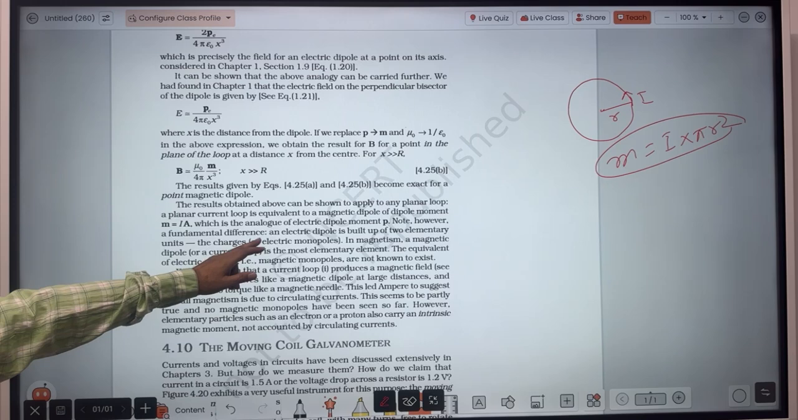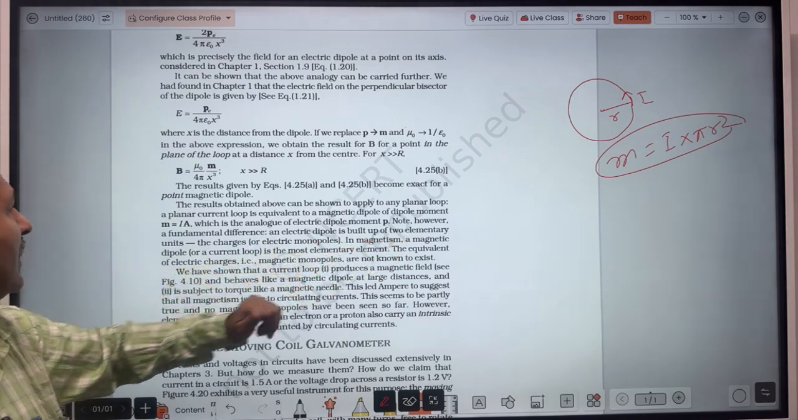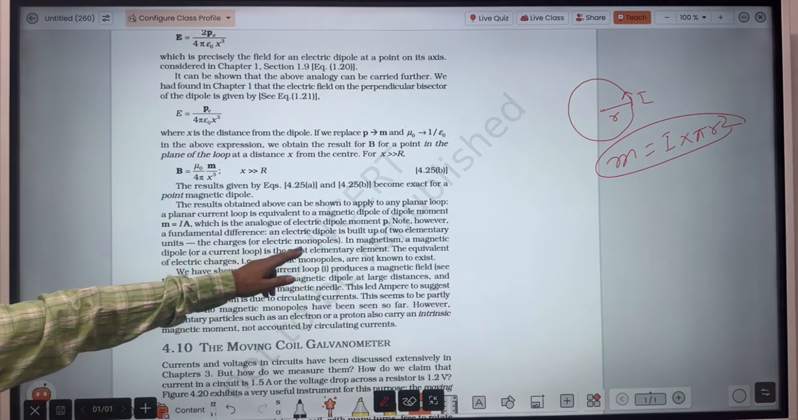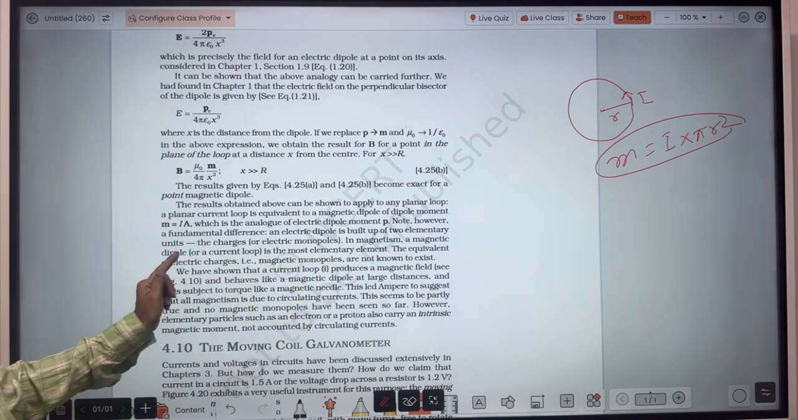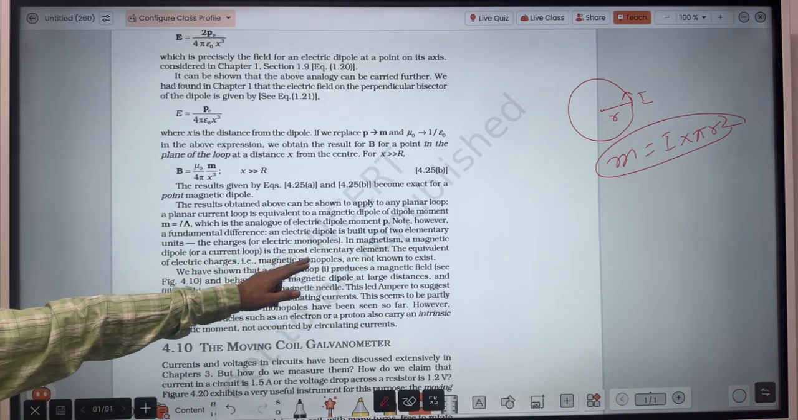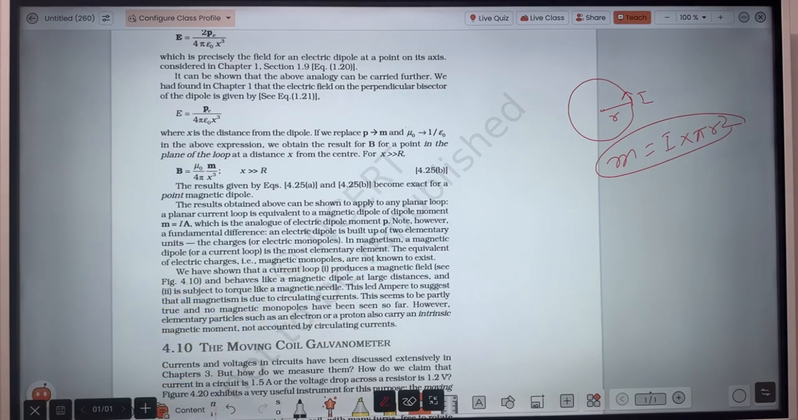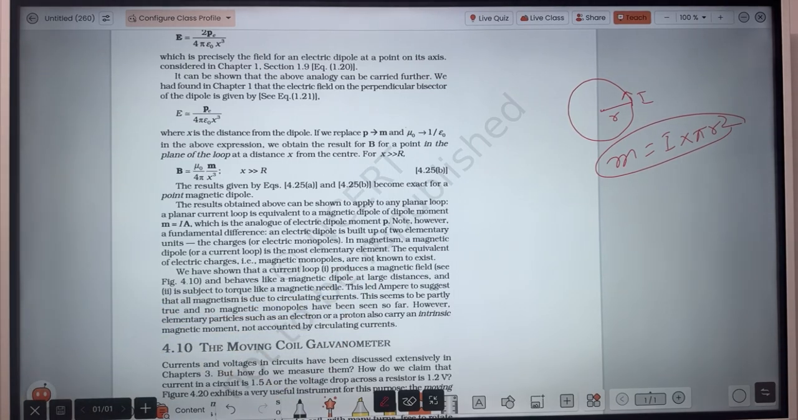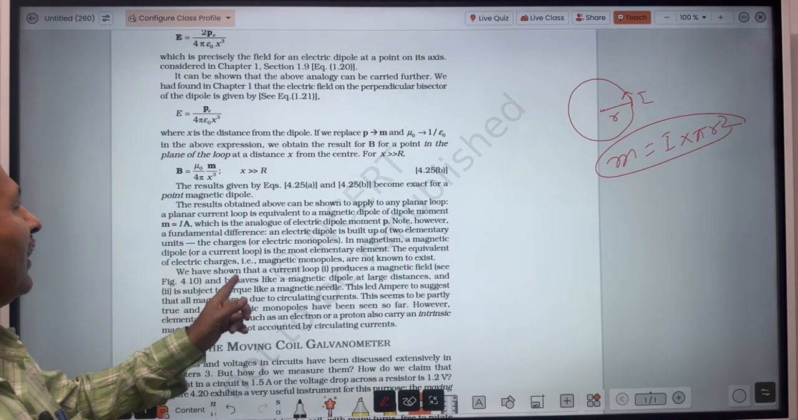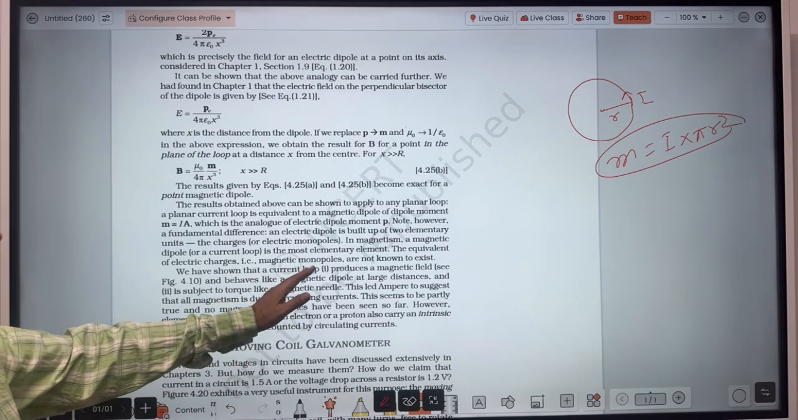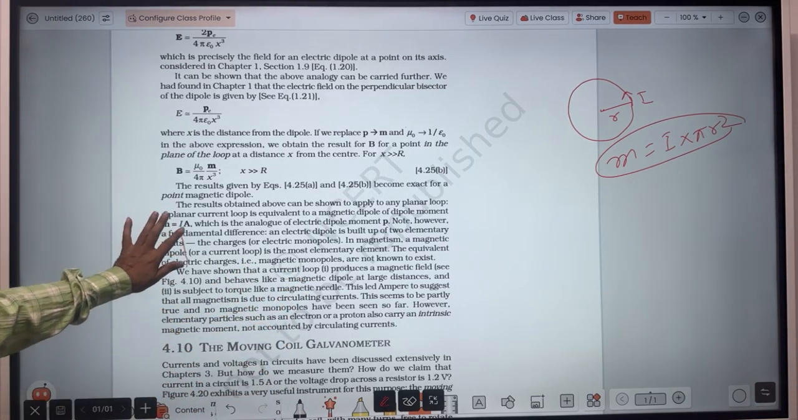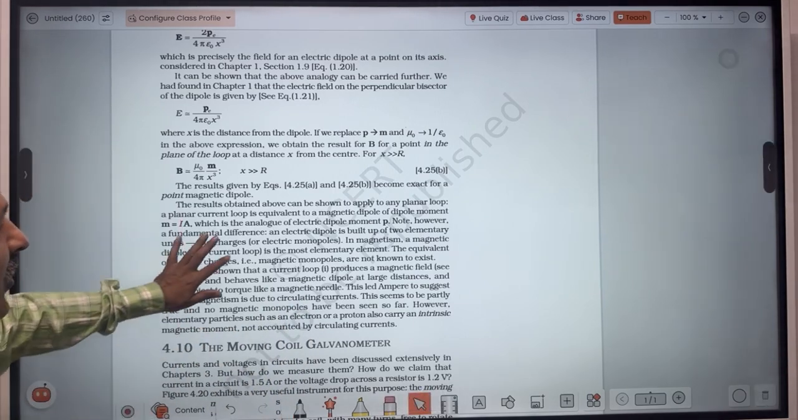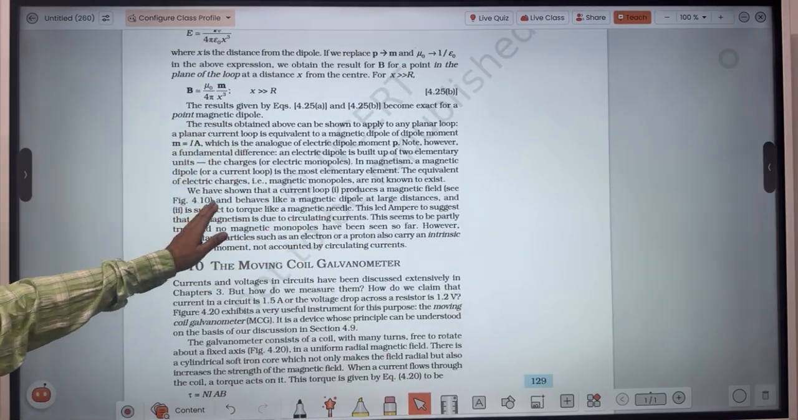Note, however, a fundamental difference: an electric dipole is built up of two elementary units, the charges or electric monopoles. In magnetism, a magnetic dipole or a current loop is the most elementary element. The equivalent of electric charges, magnetic monopoles, are not known to exist. Keep that in mind, because in the case of an electric dipole, one charge is positive, another is negative, and they are equal in magnitude. Here, a similar thing is not there, as magnetic monopoles don't exist. We have shown that a current loop produces a magnetic field, right?